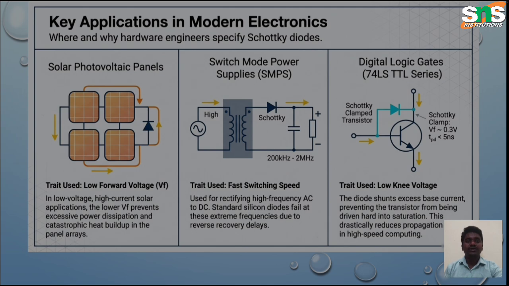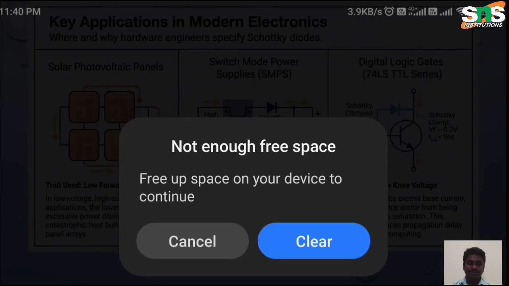Some of the applications of Schottky diodes are solar photovoltaic panels, where we can utilize this Schottky diode to block the reverse leakage current. Then in switch mode power supplies, that is SMPS, we can utilize this Schottky diode. And digital logic gates also use this kind of Schottky diode.